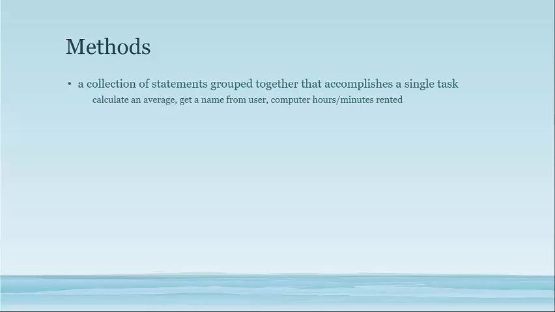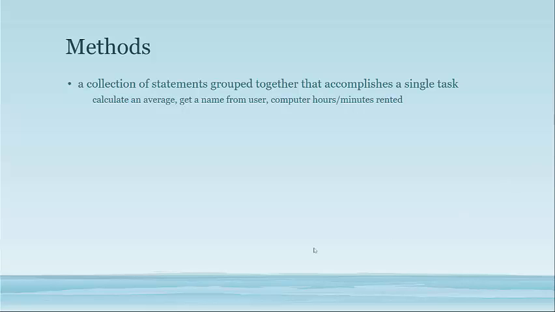For example, some ideas would be calculate an average. So anytime we wanted to calculate an average, rather than doing it in our main code, we could call a method that does just that. It calculates the average. Or maybe we'll use a method that prompts the user for their name. Or in our Sea Bubbles Hawaii example, we could use a method that calculates those hours, minutes rented.